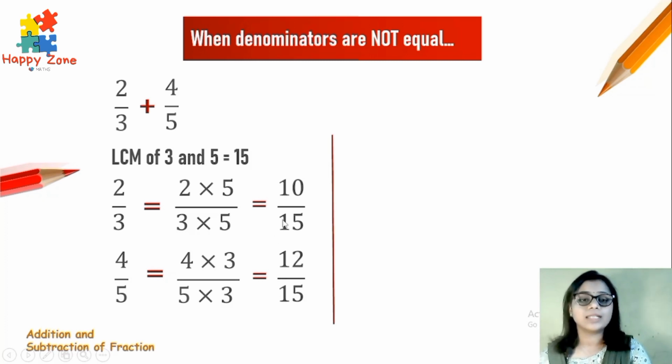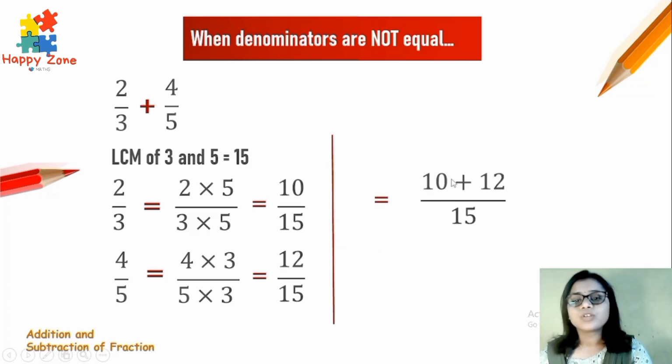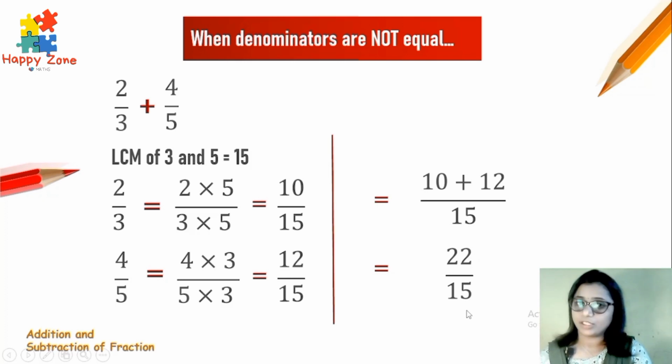Just now we have seen that these equivalent fractions represent the same parts. So now instead of adding 2 upon 3 and 4 upon 5, we found their equivalent fractions such that the denominators become equal. And when the denominators become equal, the addition is easy, right? We are just supposed to add the numerators. So 10 plus 12, and the 15 remains as it is, and therefore your final answer will be 22 upon 15. I hope you are clear with this method.